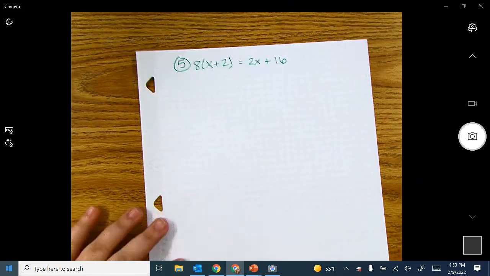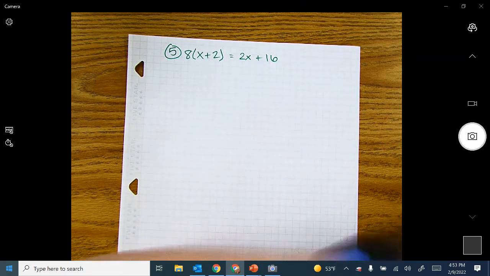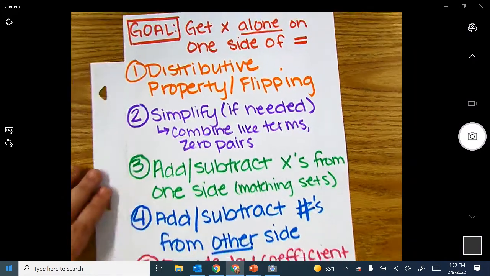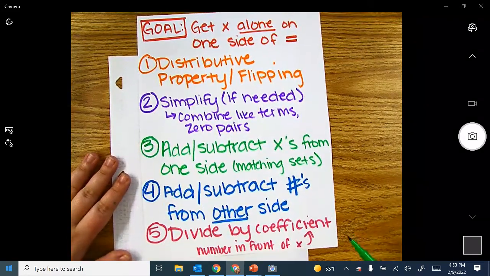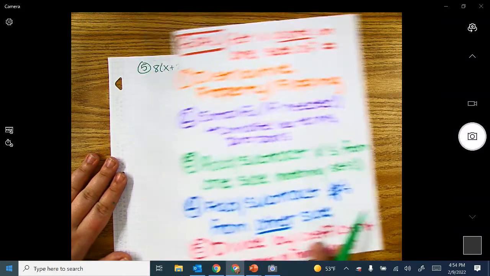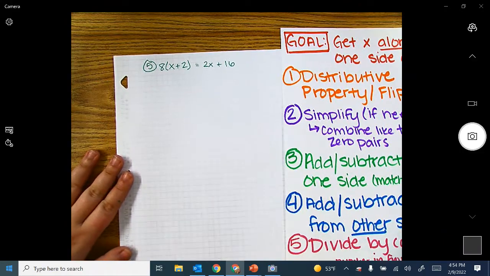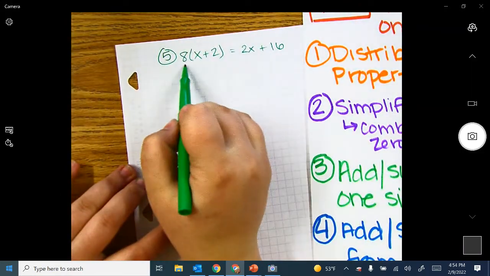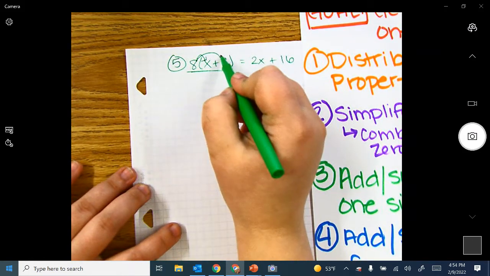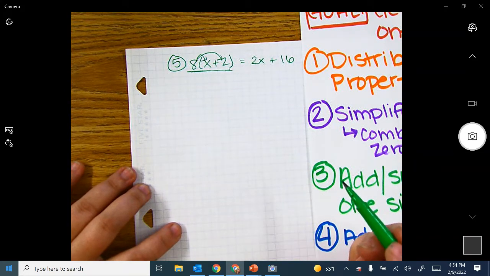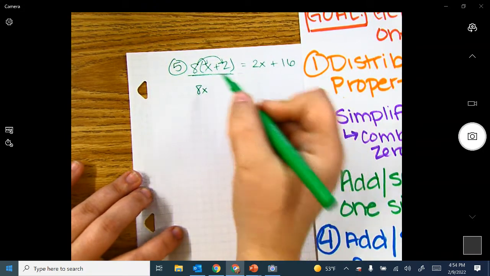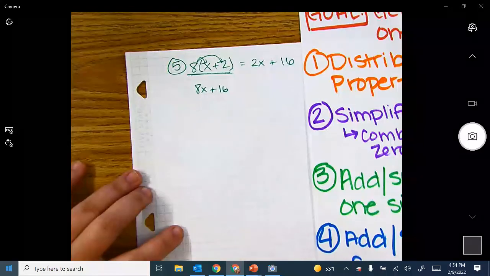Okay, and I did go ahead and update my little goal and step sheet here to include this simplify if needed, combine like terms in zero pairs, but otherwise it is still the same. So first step is to do the distributive property and flipping. So looking here, I have distributive property going on in this part right here. So I'm going to do 8 times x and then 8 times 2. So 8 times x will give me 8x, and then 8 times 2 gives me 16.